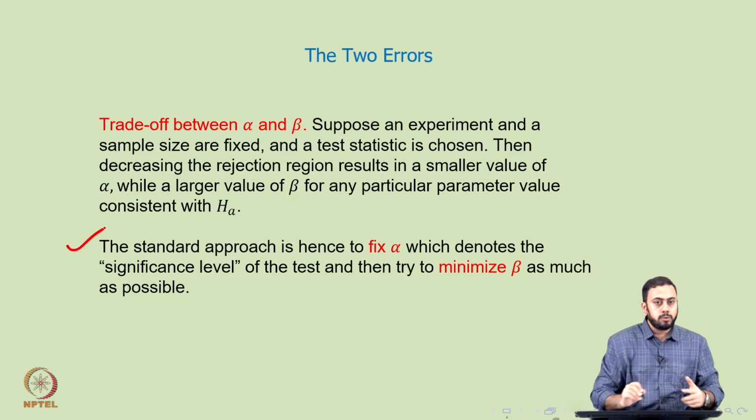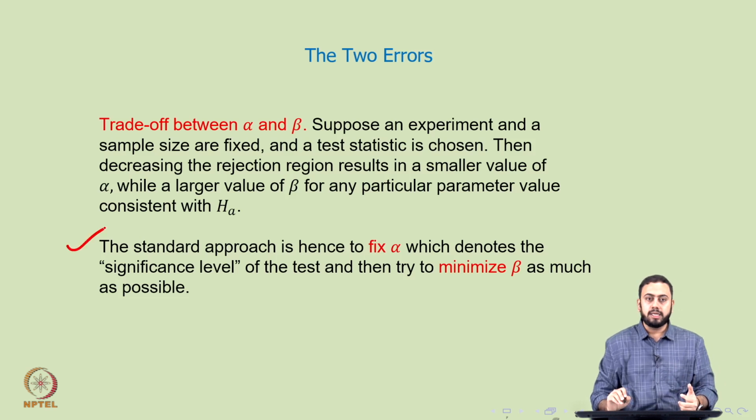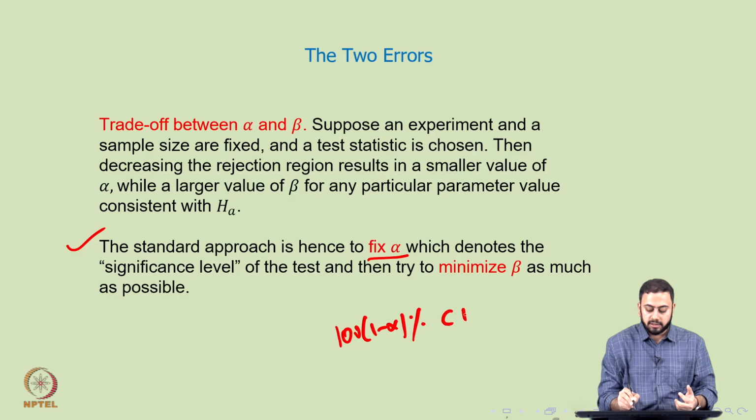So how should you go about the testing process? The standard approach is to fix alpha, so I can fix the probability of type 1 error. By the way, this alpha has another name, called the significance level. If you go back to the confidence interval session, we've been talking about 100 times 1 minus alpha percent CI throughout. So this alpha is the same alpha that you see here.